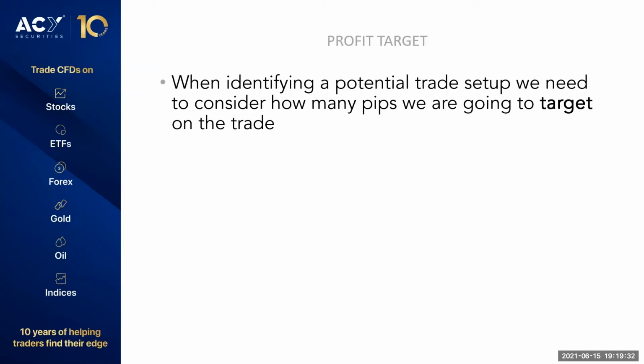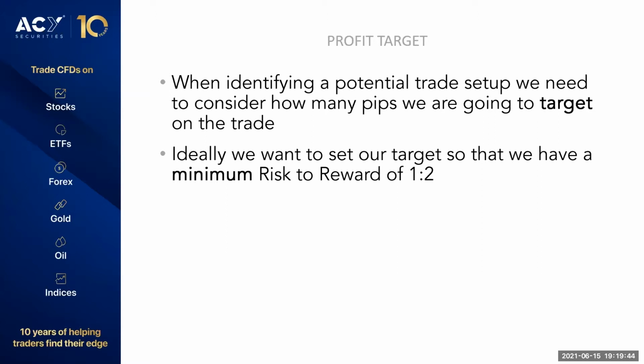Profit targets. This is very, very important. When identifying a potential trade setup, we need to consider how many pips we're going to target on the trade. And ideally, we want to set our targets so that we have a minimum risk to reward of 1 to 2. You cannot be setting your trades up with a risk reward of 1 to 1, where you're risking, say, 20 pips to gain 20, because if you're wrong 50% of the time, you're never going to make any money. All right. So you must have a risk reward of 1 to 2.